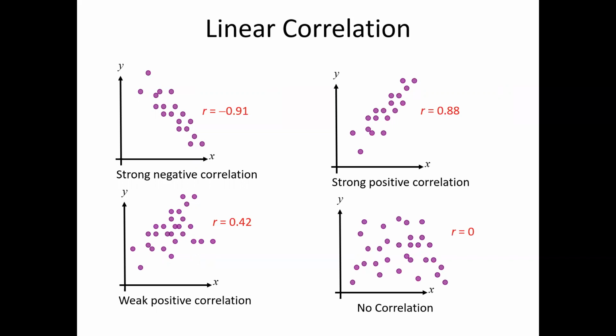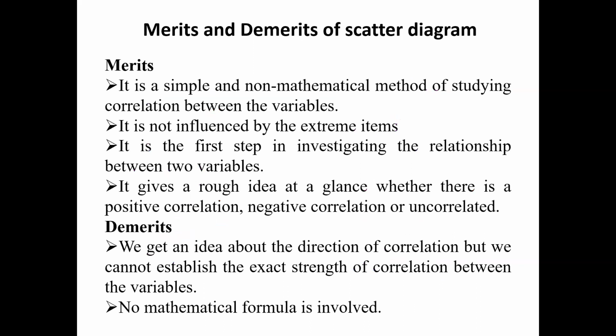And there is a strong negative correlation. It shows a different type of direction. So based on the direction, we consider it positive and negative. So the plotted points are also very much closer to this line of best fit. So we consider this a strong correlation.